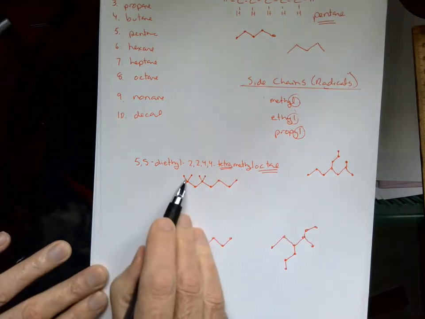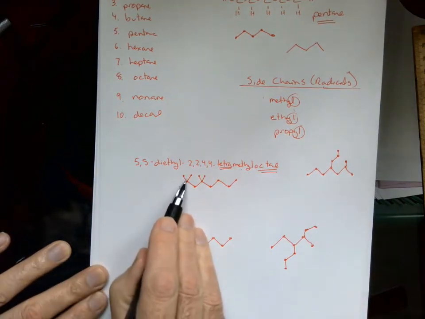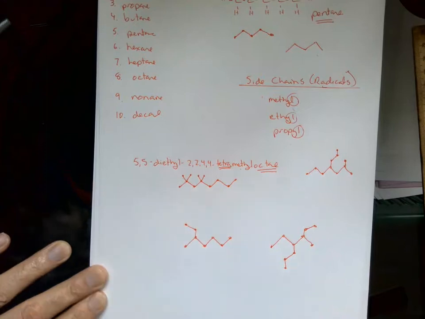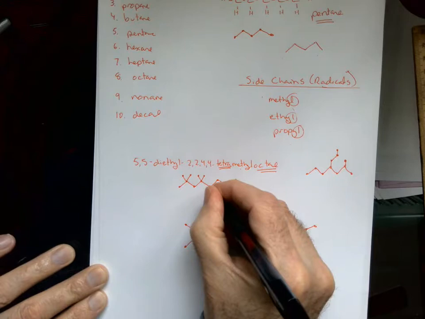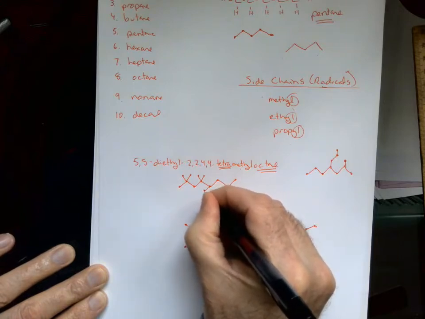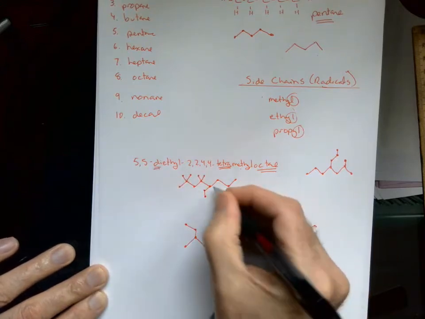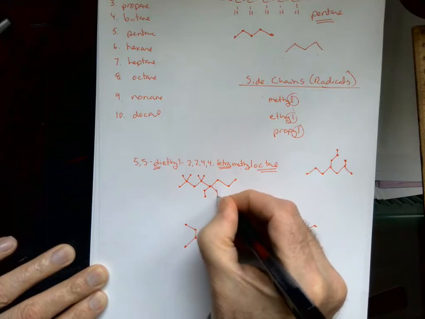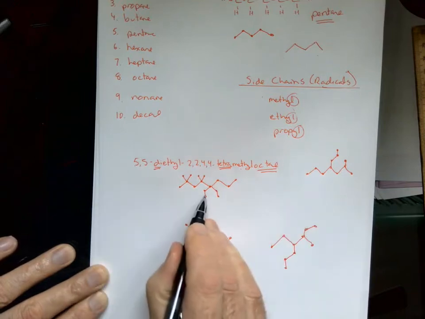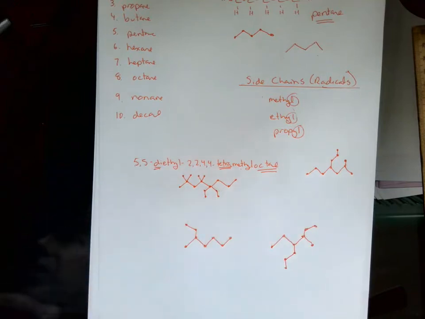Now, I didn't have to draw both methyls coming up. I could have had one up and one down. Okay, then on the fifth carbon, there is an ethyl, but it says diethyl, so there's 2 of these ethyls. Where are they? One is on the 5th carbon, the other one's on the 5th carbon.